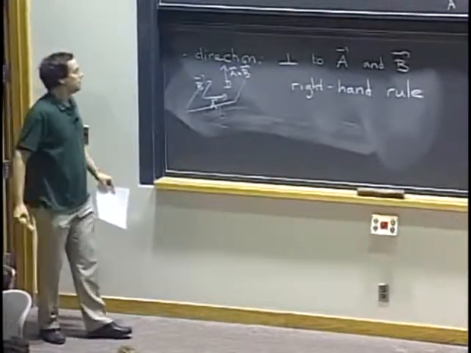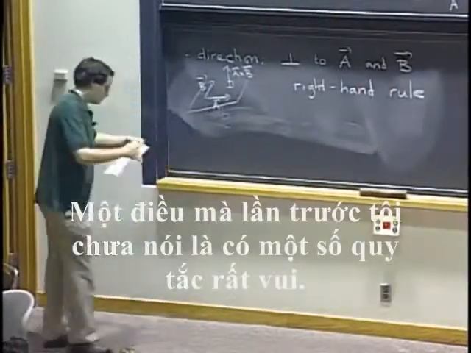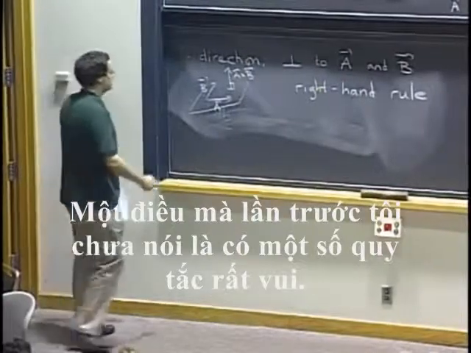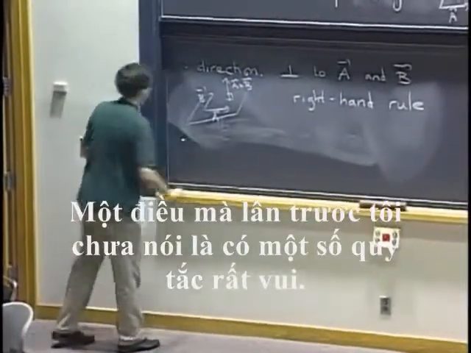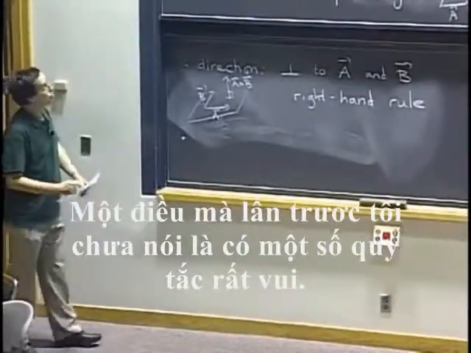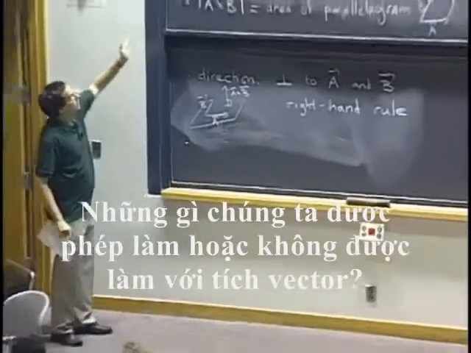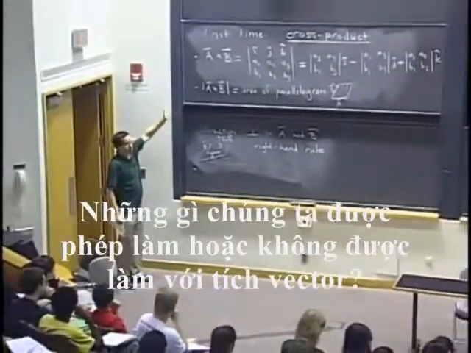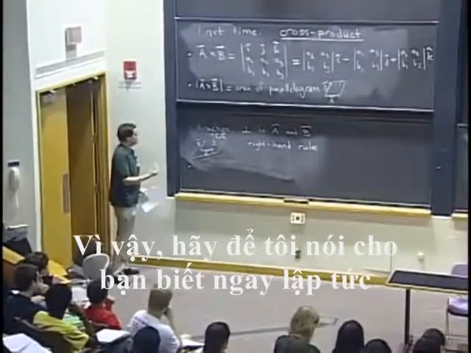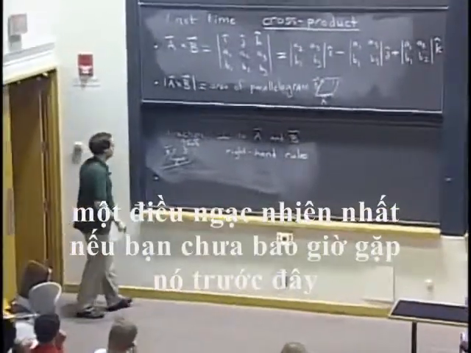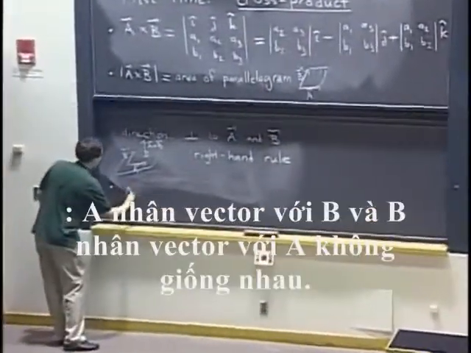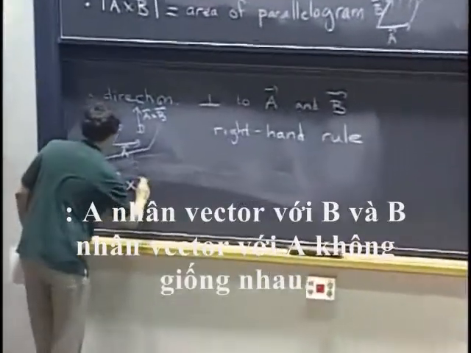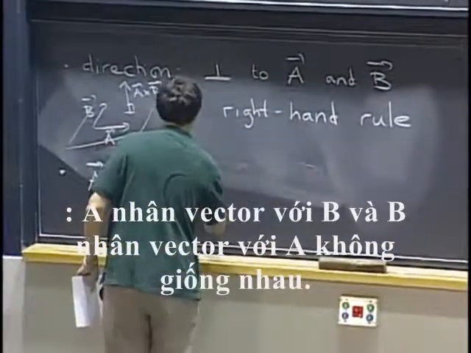Okay? So one thing I didn't quite get to say last time is that there are some funny manipulation rules. What are we allowed to do or not do with cross products? So let me tell you right away the most surprising one, maybe if you've never seen it before. It's that A cross B and B cross A are not the same thing.